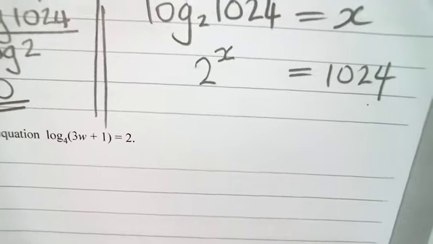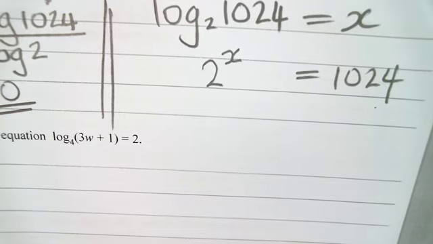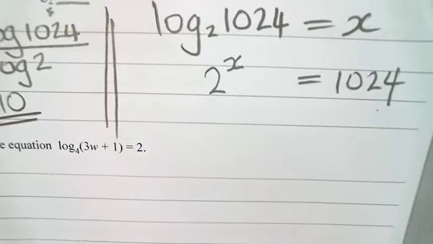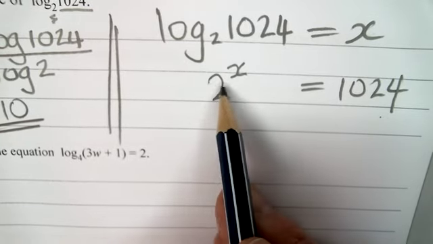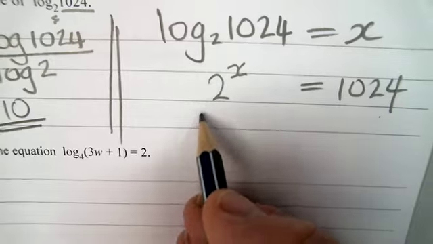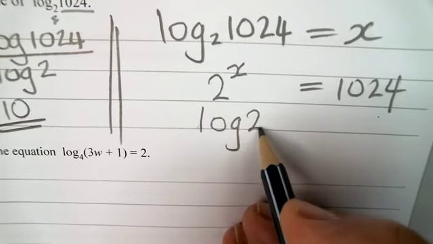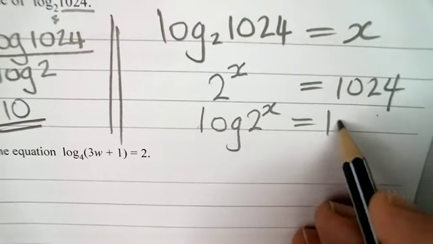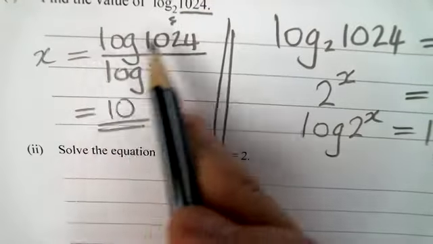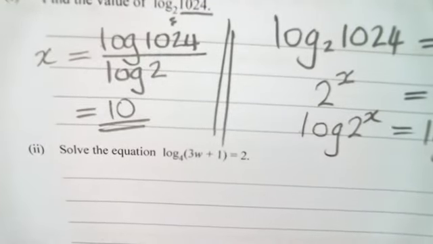Now, lots of ways of doing this, and of course, you could use some sort of exponents. I'm just going to use logs for this. I'm going to find the logarithm of this side, and I'm going to find the logarithm of this side. So log of 2 to the power of x is equal to the log of 1024.